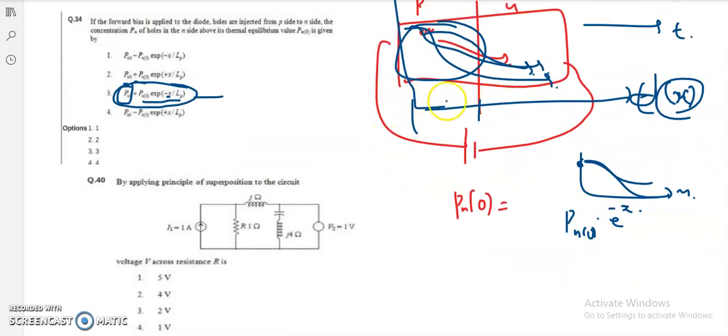Here you have to identify whether it is exponentially increasing or exponentially decreasing. So whenever the holes are injected from p to n, the holes are exponentially decreasing.